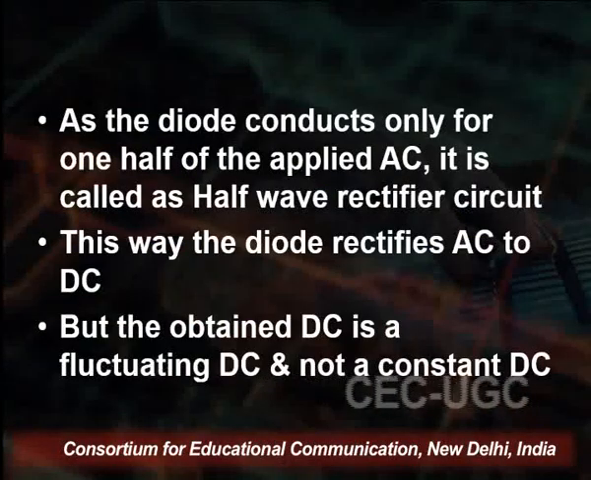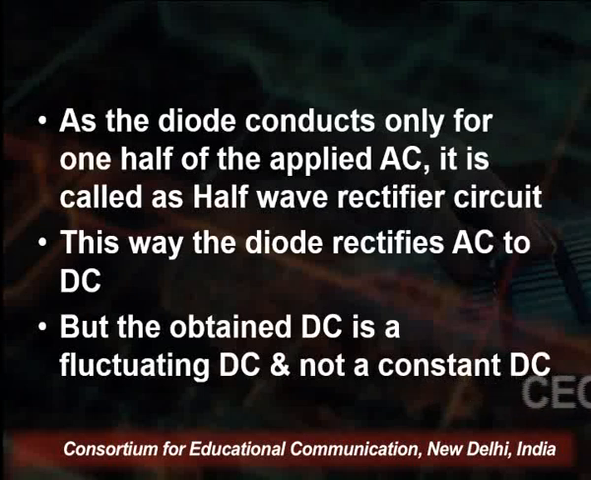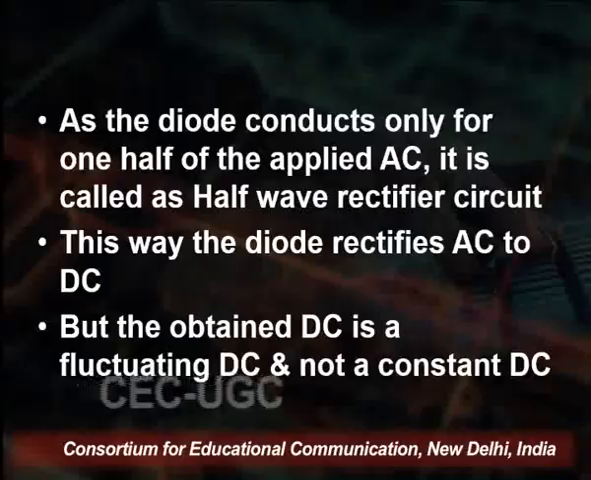This diode rectifies AC into DC, but the DC obtained is a fluctuating DC and not the constant DC we will get through this rectifier.